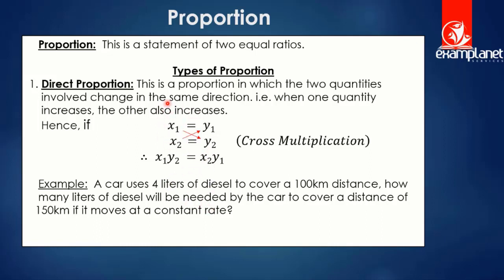Now, under direct proportion, what we do is we cross multiply. So if the first quantity is giving rise to the second, and the change also has this, then we cross multiply the two. This multiplies this because this multiplies this. Alright, so let's do that in this example here.